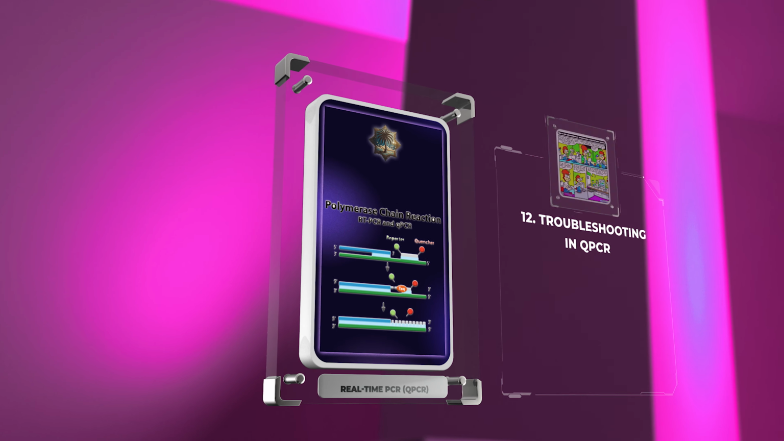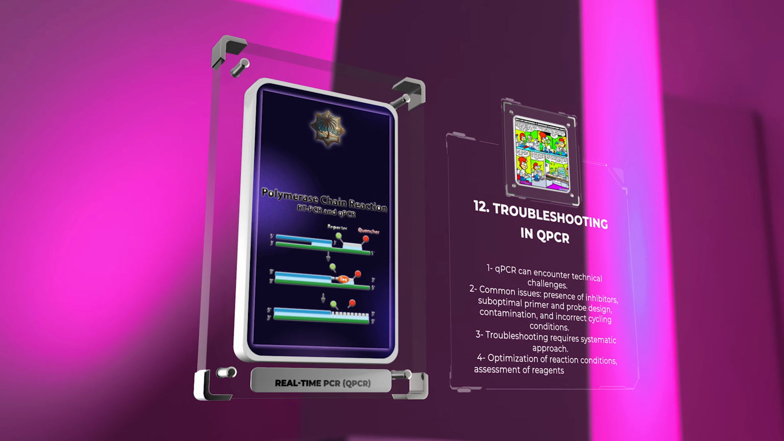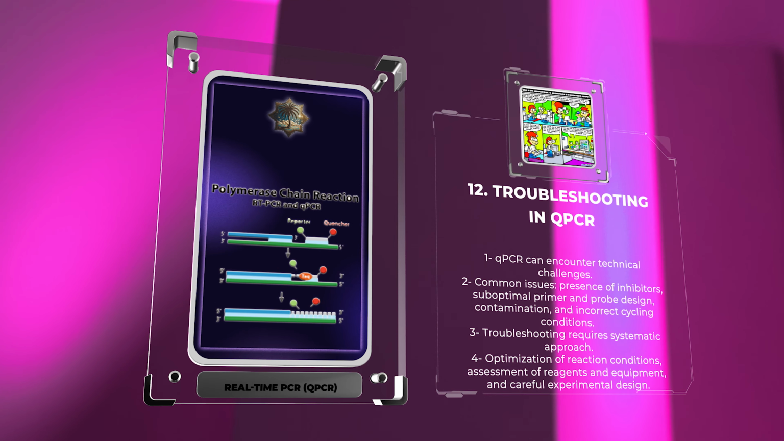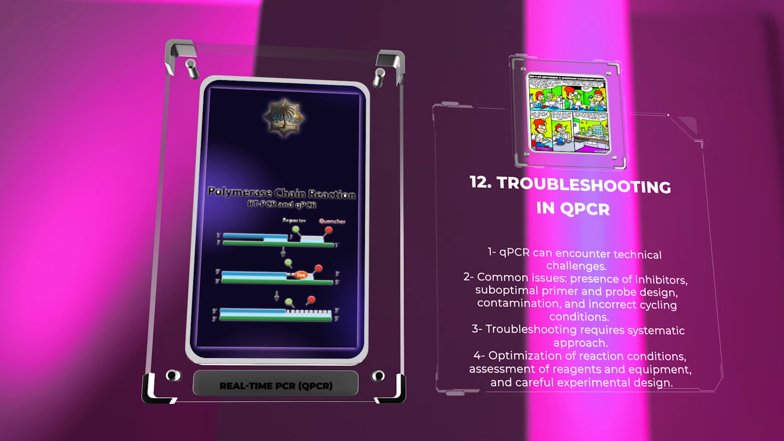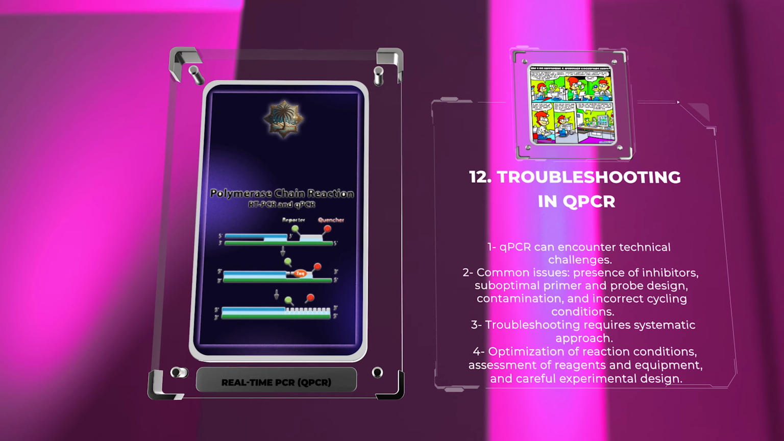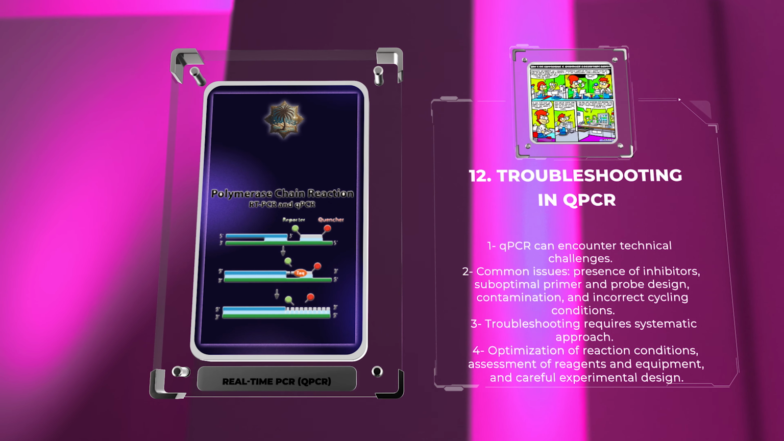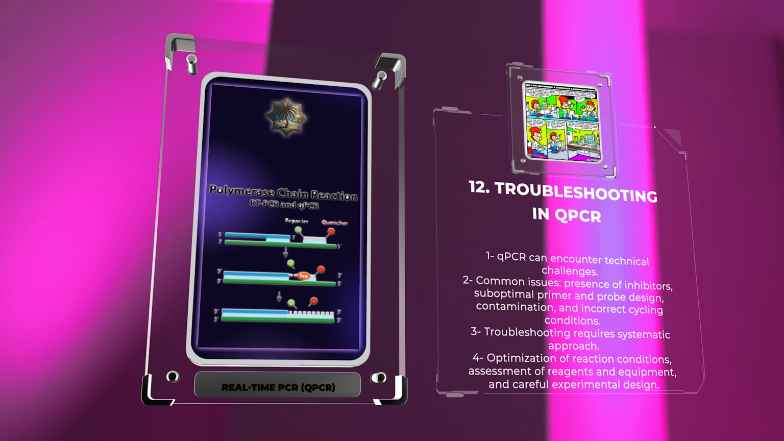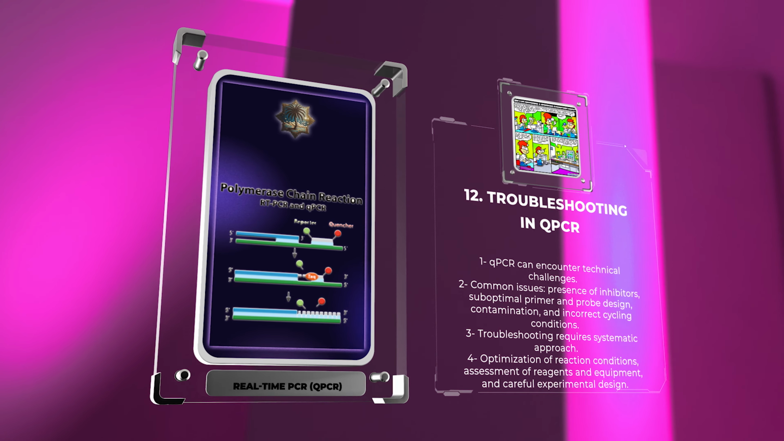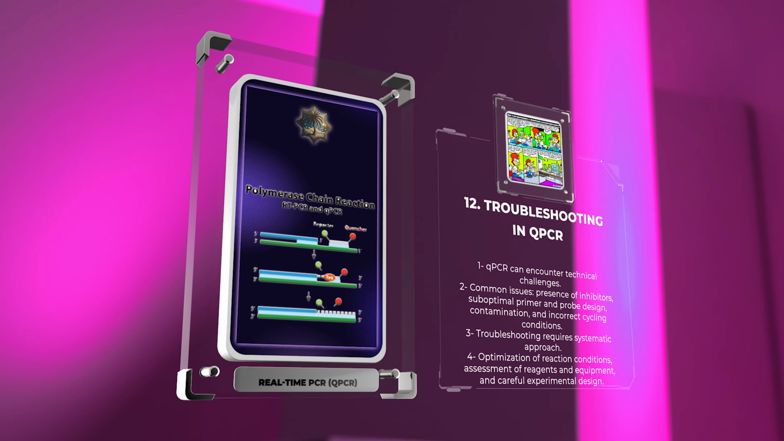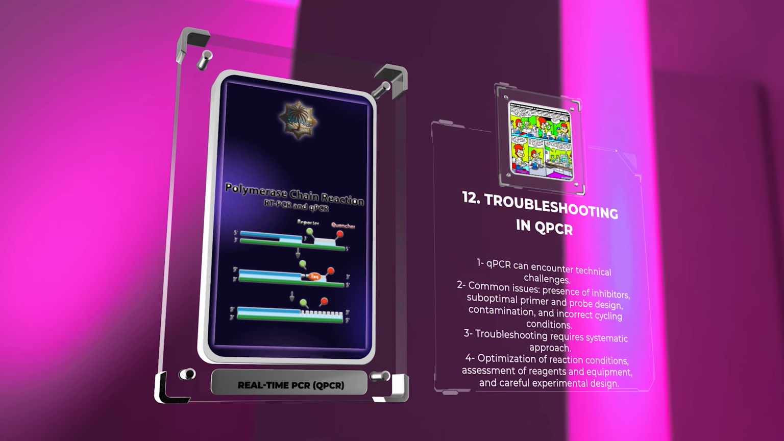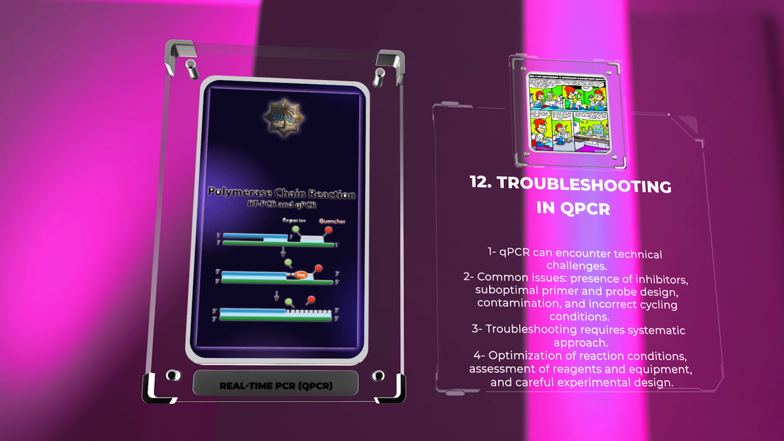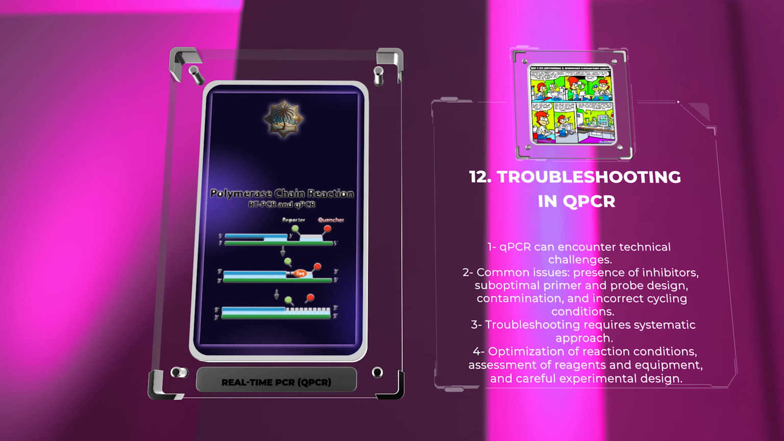Despite its many advantages, qPCR can encounter technical challenges that may affect the reliability and accuracy of the results. Common issues include the presence of inhibitors, suboptimal primer and probe design, contamination, and incorrect cycling conditions. Troubleshooting these problems requires a systematic approach, involving optimization of reaction conditions, assessment of reagents and equipment, and careful experimental design. By understanding the potential pitfalls and employing appropriate troubleshooting strategies, one can overcome these challenges and obtain robust and reproducible qPCR results.